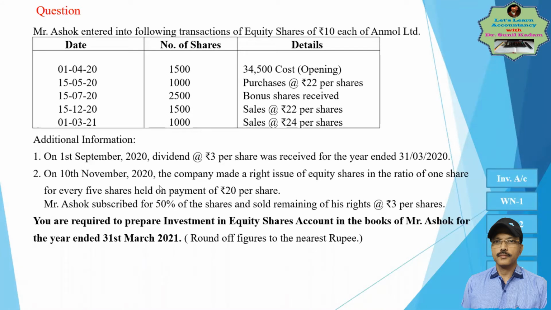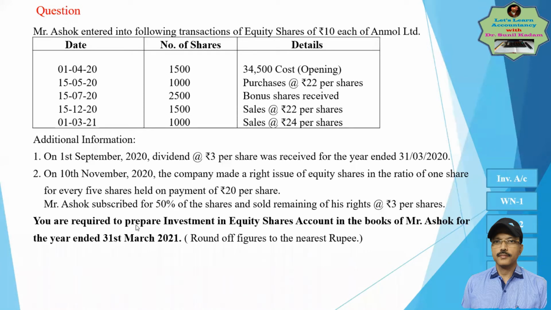Additional information: on 1st September 2020, dividend at the rate of rupees 3 per share was received for the year ended 31st March 2020. On 10th November 2020, the company made a rights issue of equity shares in the ratio of 1 share for every 5 shares held on a payment of rupees 20 per share.